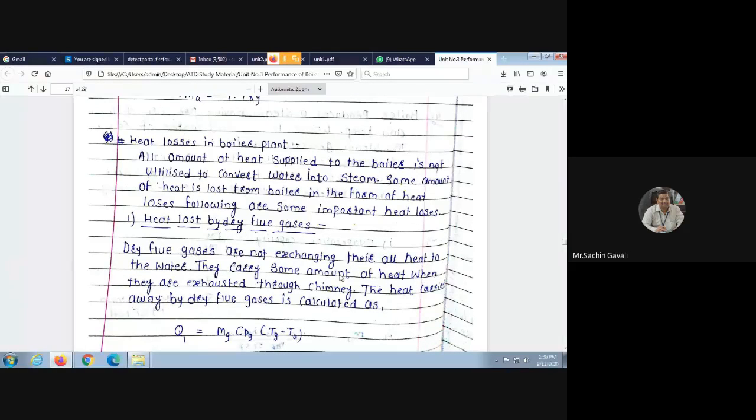Loss and name of that loss, your explanation and its formula. Yes, sir. Shaneshwar, go ahead.